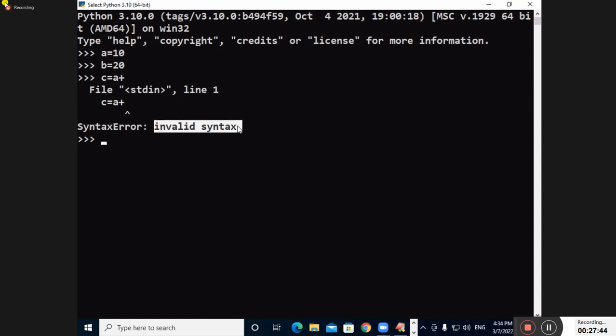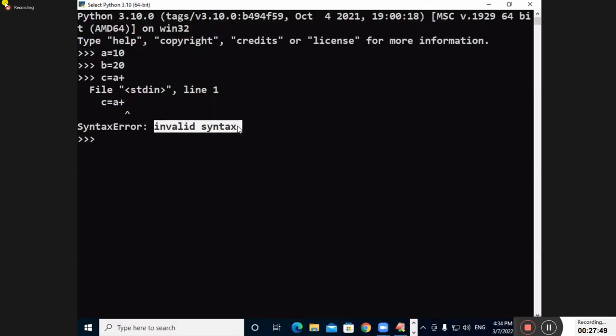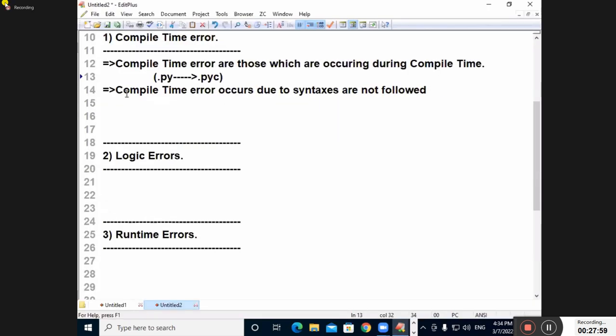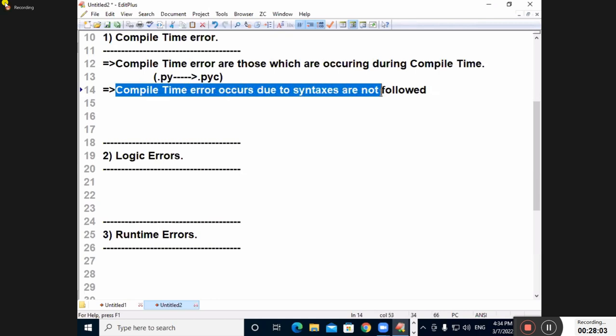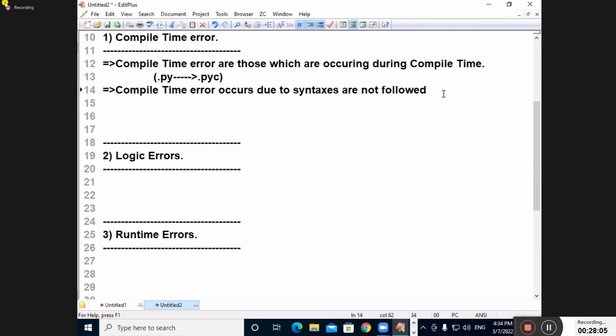What is the syntax? Due to invalid syntax, what is coming? Compile time errors are occurring. Syntax errors are nothing but compile time errors. Understand, students? Is there clarity? Go back. Compile time errors occur. Why are they occurring? Because the syntax is not followed by the programmer.